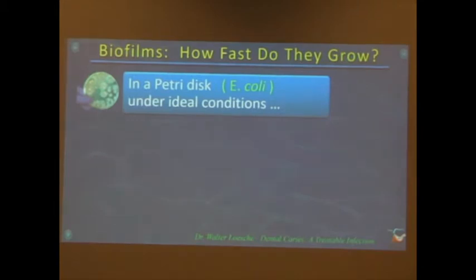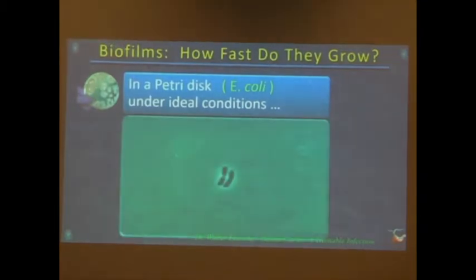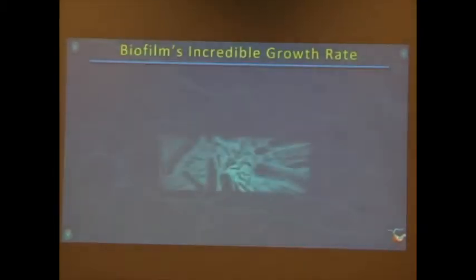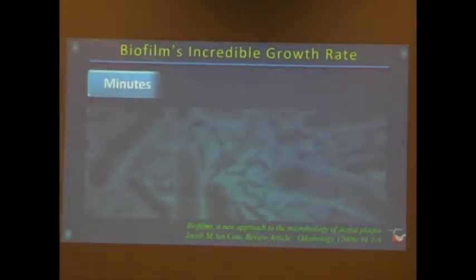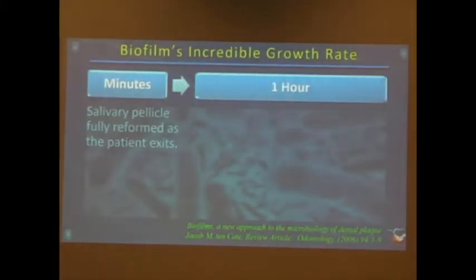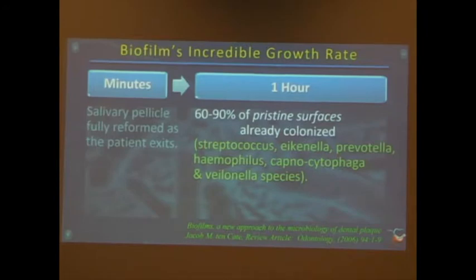How fast do bacteria grow? In a petri dish, under ideal conditions and ideal nutrients, they will double their numbers approximately every 14 minutes or so.